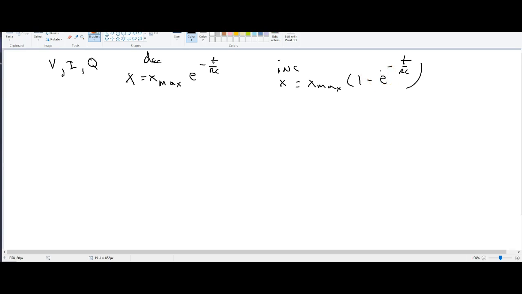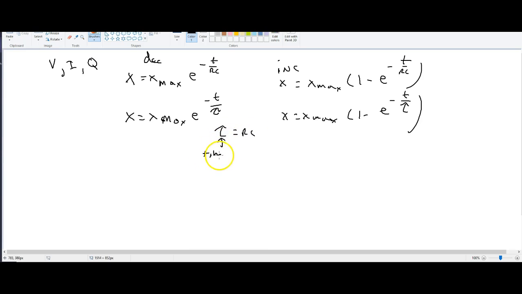Now, physicists are lazy, so we don't even want to write down the RC. Really what we're going to do is write it like this: x equals x max e to the negative t over tau, and x equals x max 1 minus e to the negative t over tau. And that tau is clearly going to be RC. We call this tau a time constant.